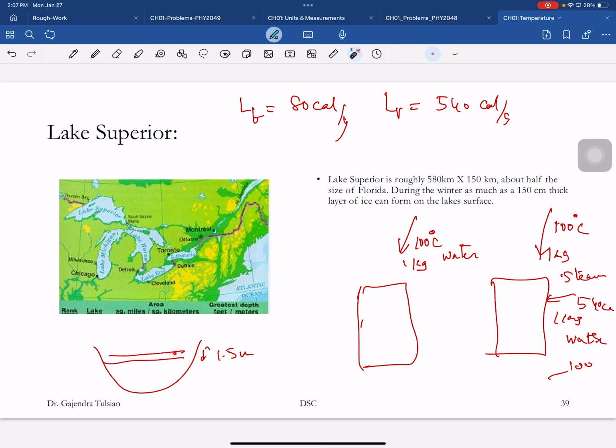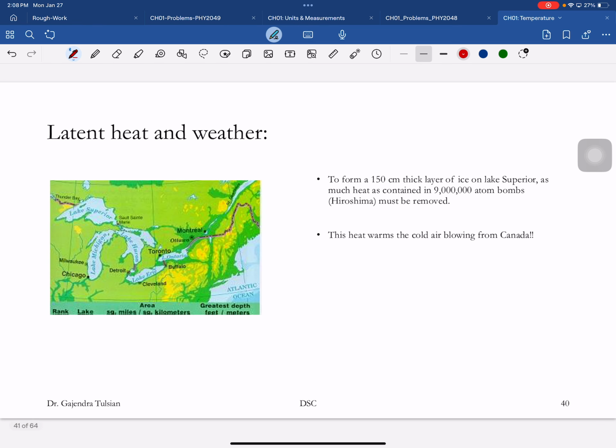So to freeze this much water, you have to remove quite a bit of heat. Remember, to freeze 1 gram of water, you have to remove 80 calories of heat. So you want to cover half of Florida with this much ice, you've got to remove quite a bit of heat. This is how much heat you have to remove: 10 million atom bombs worth of heat.